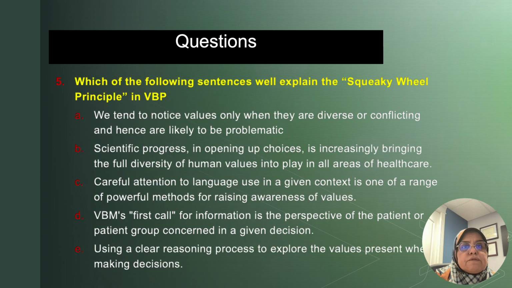And the final question is, which of the following sentences would explain the squeaky wheel principle of value-based practice? And that's again in the paper, including in the pre-session reading. So the squeaky wheel was defined as, we tend to notice the values only when they are diverse or conflicting, and hence they are likely to be problematic. Otherwise we don't notice these values.